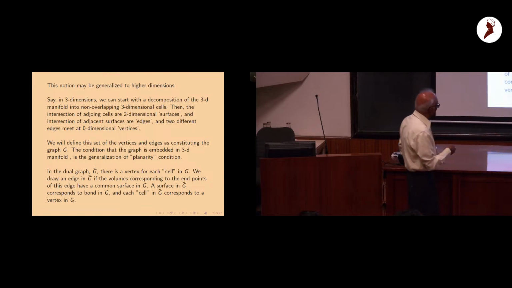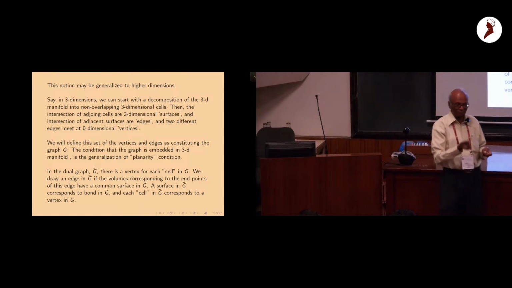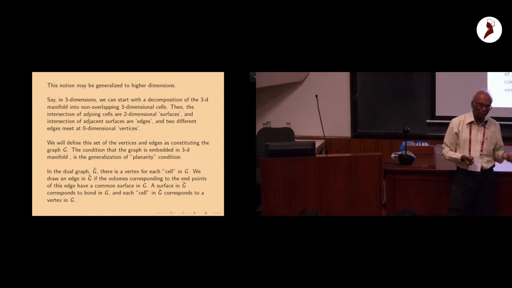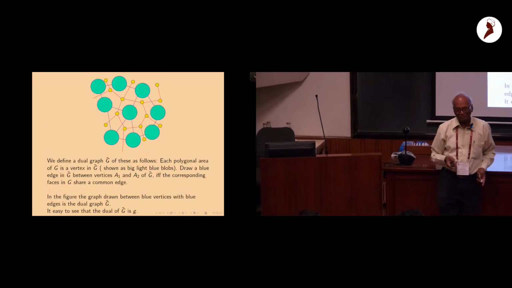And so in the dual graph there is a vertex for each cell. We draw an edge if the volumes correspond to endpoints. A surface on G tilde corresponds to a bond in G, and each cell in G corresponds to a vertex, just like before. Whatever we did before in 2D, which was a very nice and simple picture, I can do in 3D, but the pictures are harder to draw. Okay?